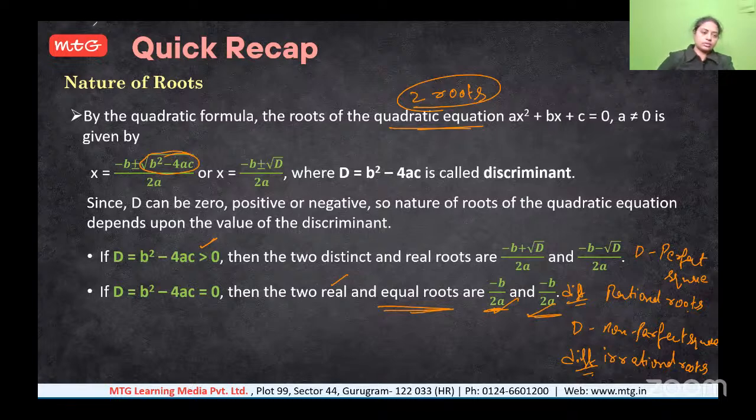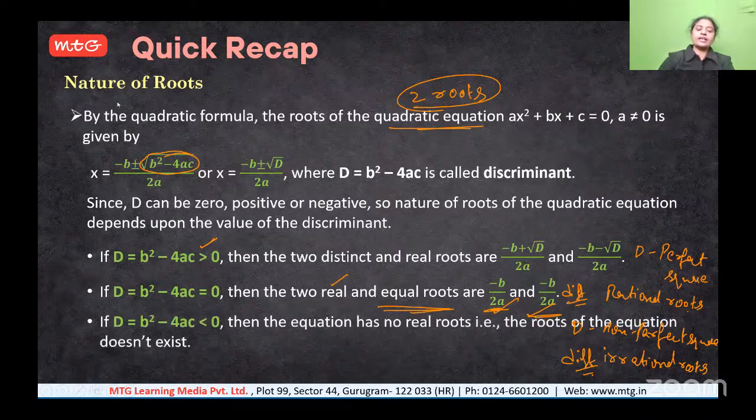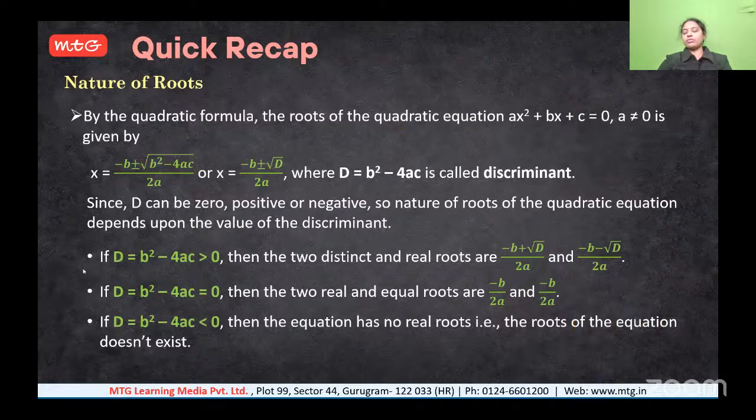And the last case is, if D is less than 0, automatically just now I said there are no real roots for this equation.